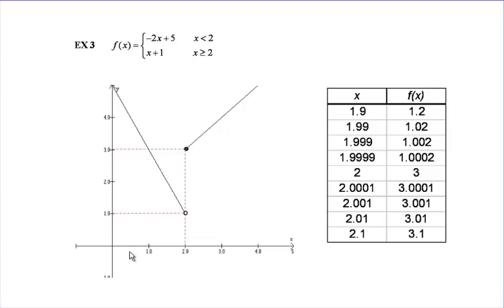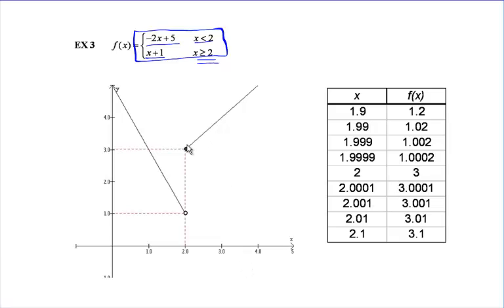Here is an example of a piecewise defined function where the function has two completely different behaviors over different pieces of the domain. For all input values less than 2, the function acts like this line, negative 2x plus 5. For all values greater than 2, including 2, it acts like this line, x plus 1. And we have them graphed, and we have our table of values.